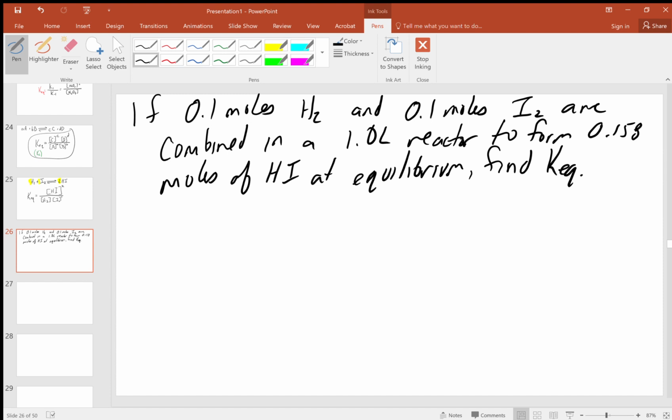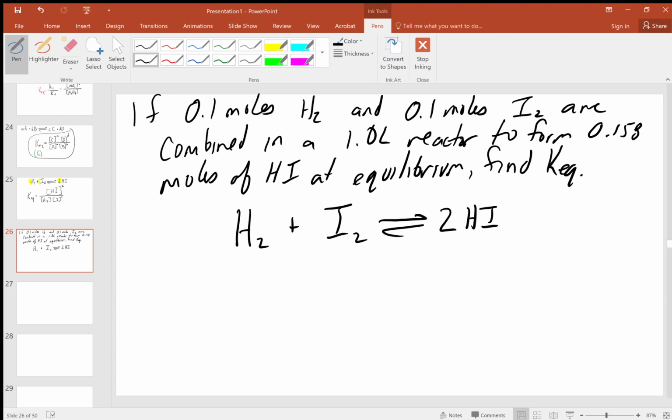So for the reaction we just talked about, H2 plus I2 forms HI. What we have here is the number of moles of H2 and the moles of I2, and we say they're placed into a reactor and we get an amount of product. So what's KEQ? So the way that we typically do a problem like this, we already know what the equilibrium expression is. We found that a few minutes ago in our previous problem.